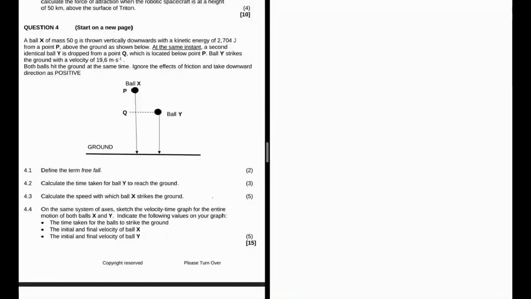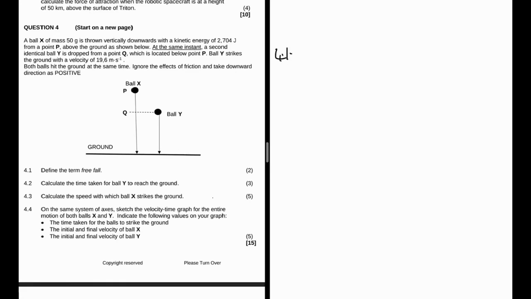Let's do question 4. Question 4 says that a ball X of mass 50 gram is thrown vertically downwards with a kinetic energy of 2.704 joules from a point P above the ground as shown below. At the same instant, a second identical ball Y is dropped from a point Q, which is located below point P. Ball Y strikes the ground with a velocity of 19.6 meters per second. Both balls hit the ground at the same time. Ignore the effects of friction and take downward direction as positive. Okay, fine.